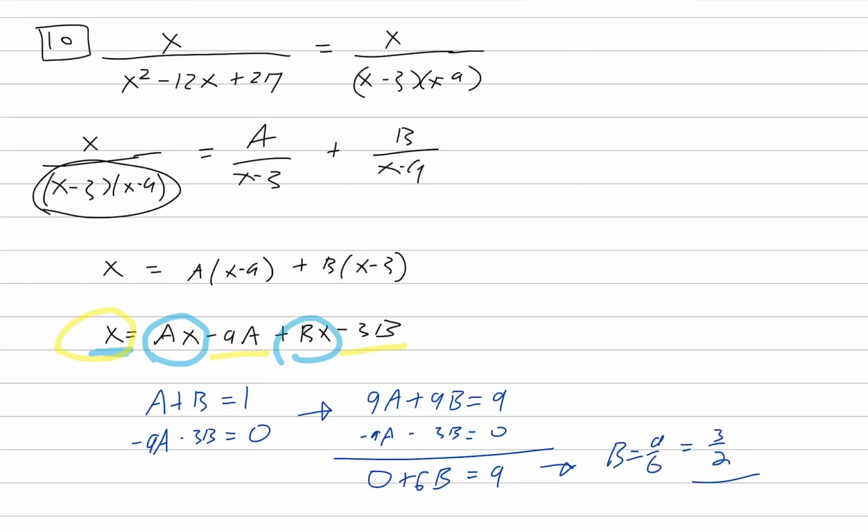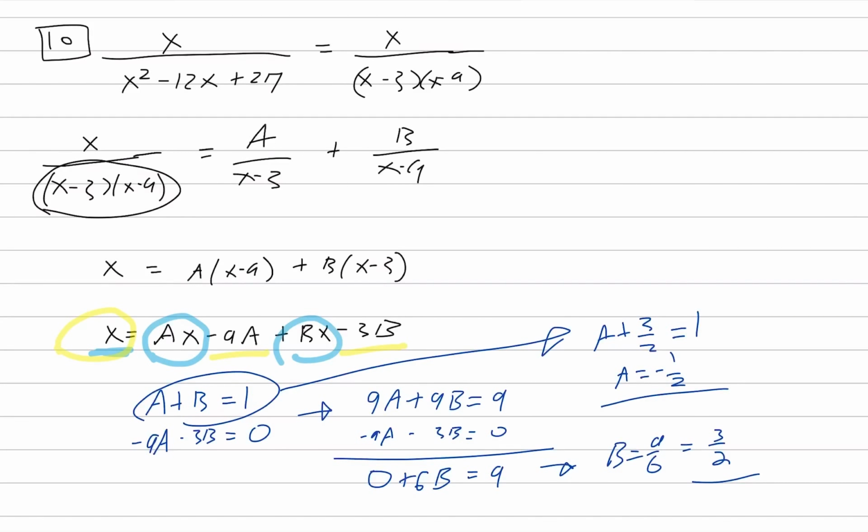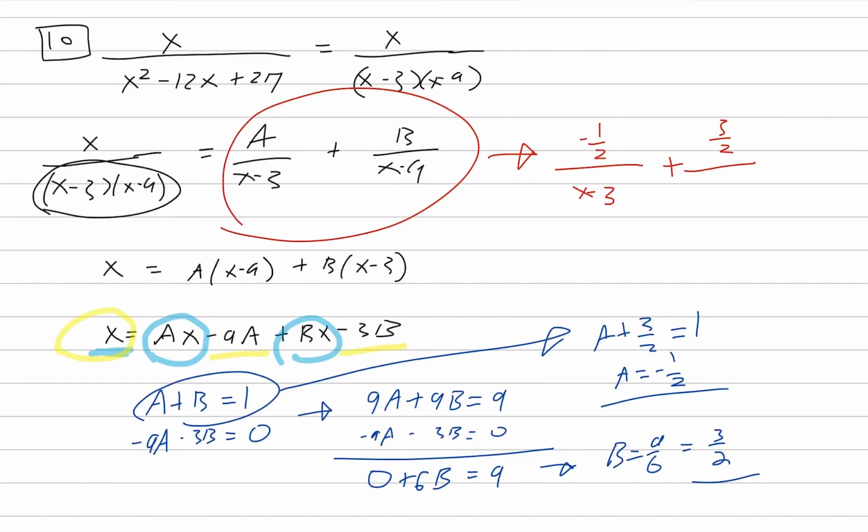And what is a? Well, using this equation, a plus 3 over 2 should give me 1. A is negative half. So final answer, okay, so when we type it, final answer should be, whoops, using this right here. Final answer is a is negative half, so negative half over x minus 3, plus b is 3 over 2 over x minus 9. So this is the final answer.